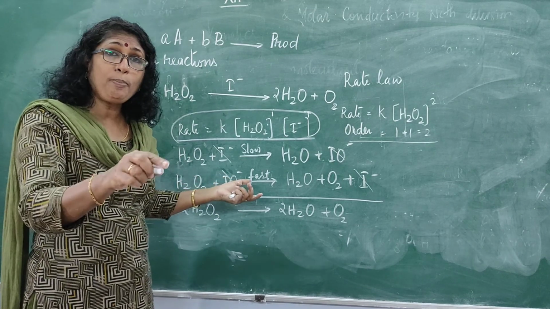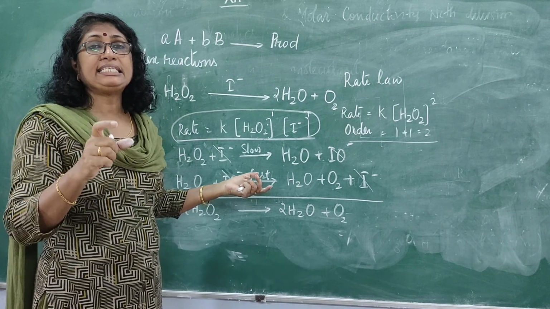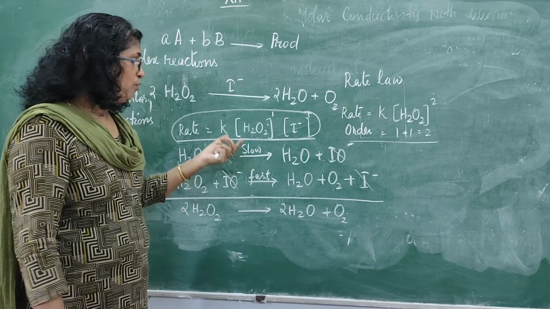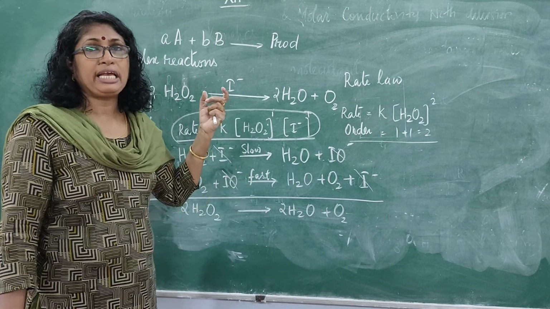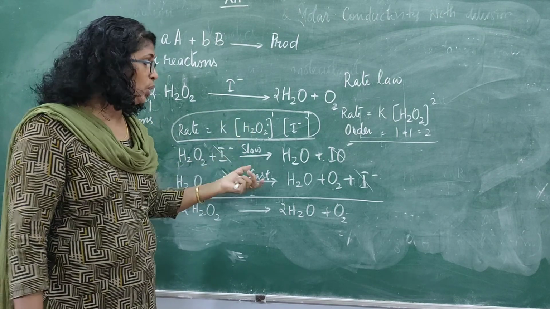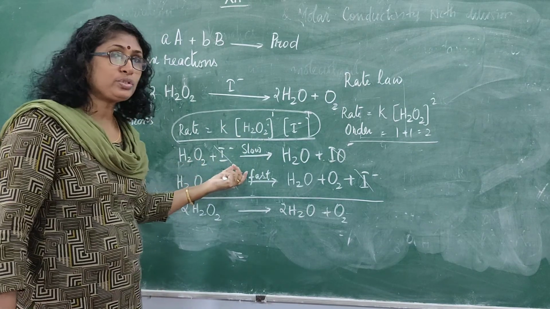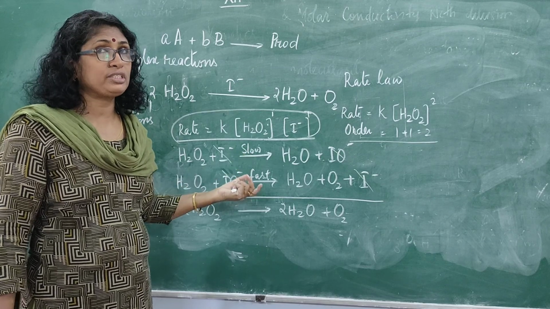And in those complex reactions, the slowest step will be the rate determining step. And when we are writing the rate law, we take the concentration of those reactants which appear in the slowest step. Understood? So we consider only those molecules which take part in the slowest step.